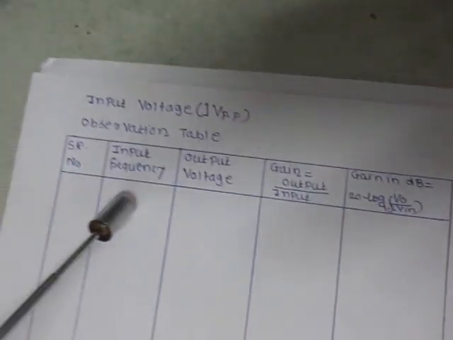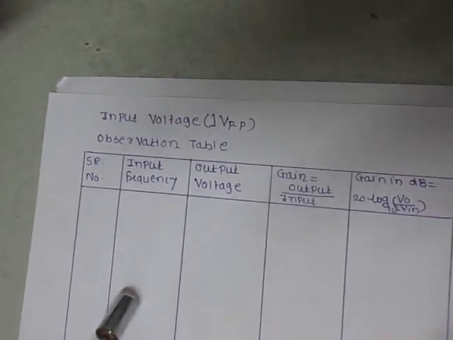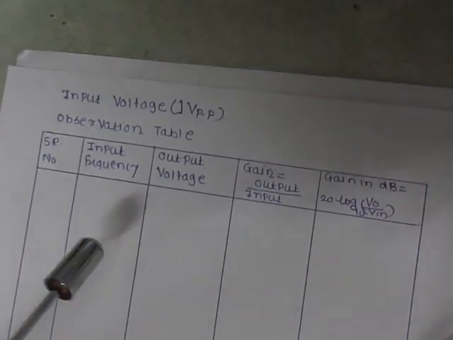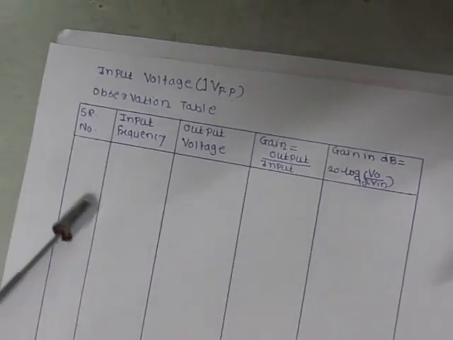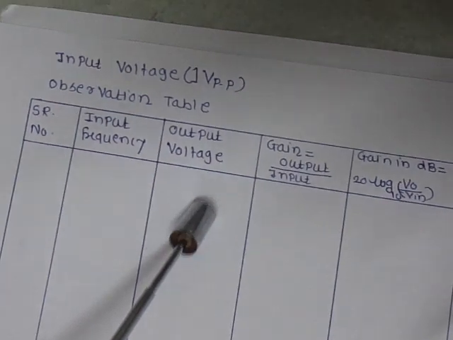The measurements which we are going to take are the input frequency. We are going to vary the frequency from 100 Hz. As we have discussed, at low frequencies our practical integrator behaves as an inverting amplifier, and by design the gain is 10. This is the output voltage for the increase in input frequency. Then the second one is output voltage.